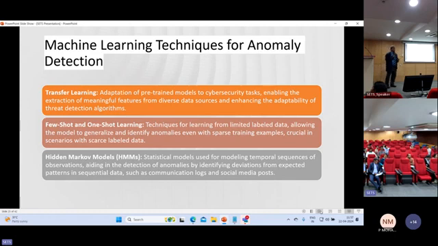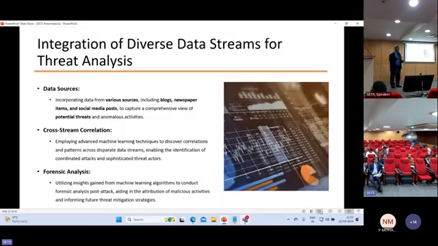And then finally we use hidden Markov models, which are essentially statistical models for modeling temporal sequences of observations, aiding the detection of anomalies by identifying deviations from expected patterns. There can be a lot of deviation from the expected patterns in sequential data, as well as in communication logs. All three of these important aspects can unify the characteristics of the model. So now, integration of diverse data streams for threat analysis.